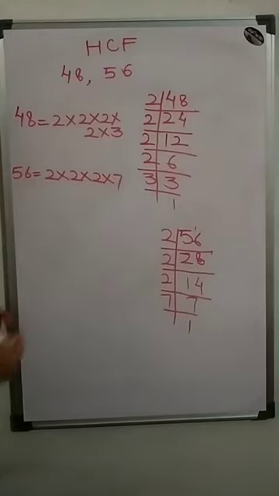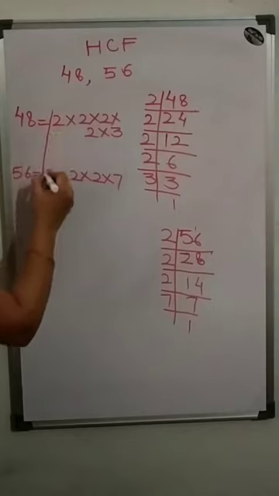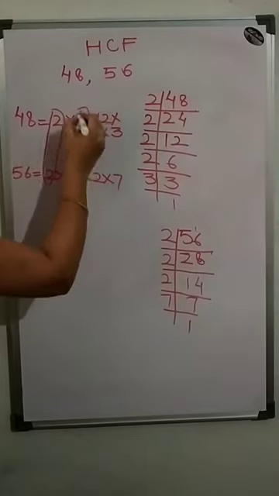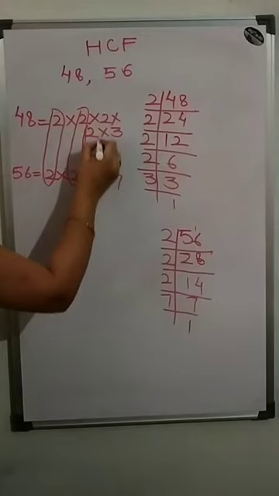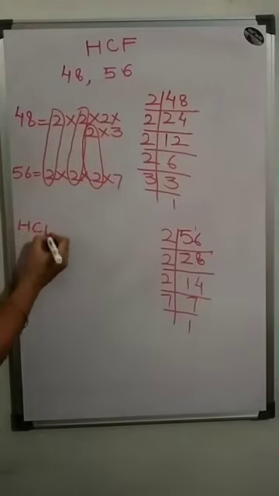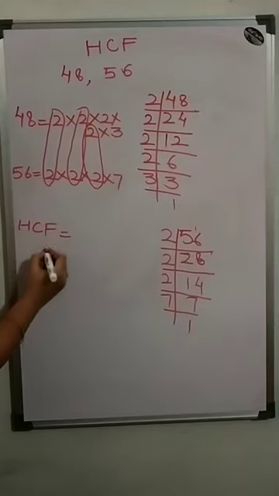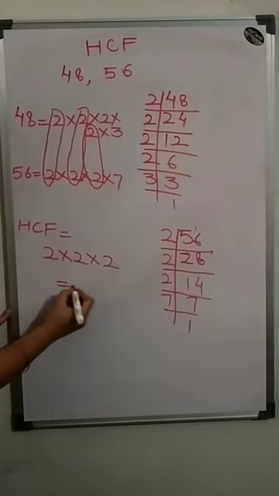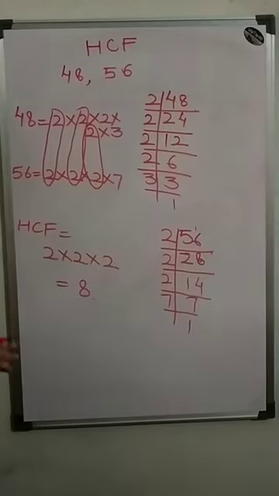Now find out the common factors here. Just see this one. These are the common numbers here, only these three 2s. So the HCF is, these are the common numbers, so write it down: 2 multiply 2 multiply 2. 2 twos are 4, 4 twos are 8. So this is the HCF of these two numbers by prime factorization method.